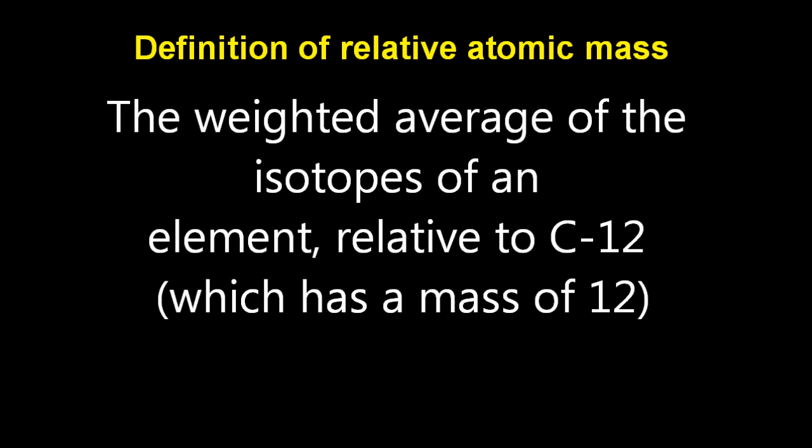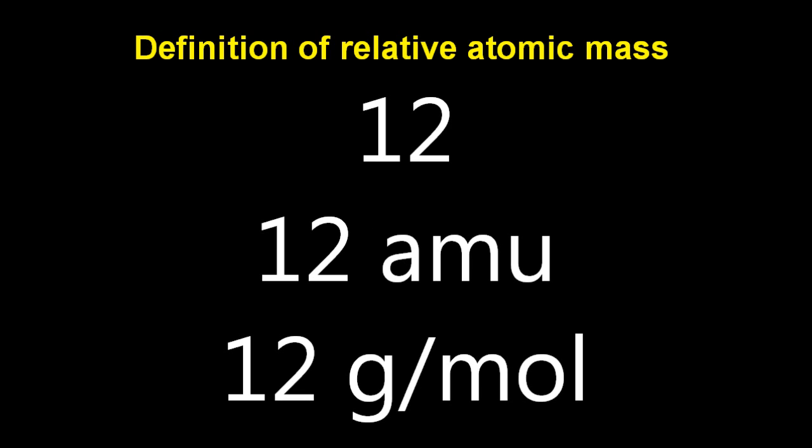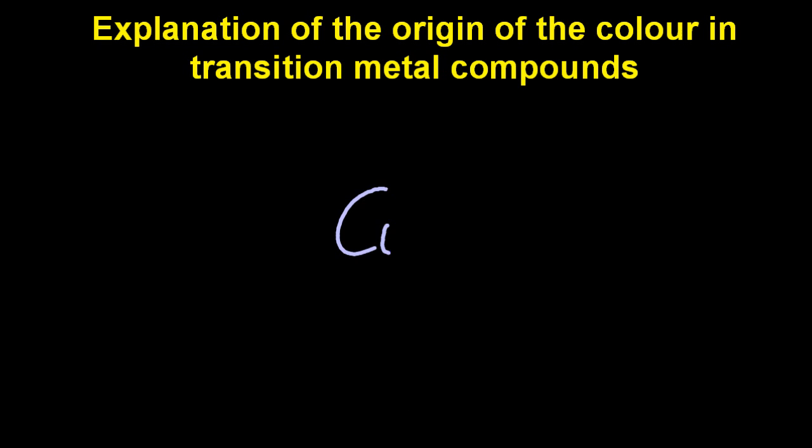Definition of relative atomic mass. And you can tell I messed this one up because I had to type it in later. The weighted average of the isotopes of an element relative to carbon-12, which has a mass of 12. What are all these 12s? 12 on its own is the relative atomic mass. 12 atomic mass units is the atomic mass, and 12 grams per mole is the molar mass.